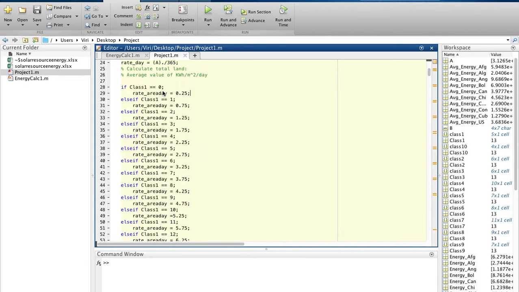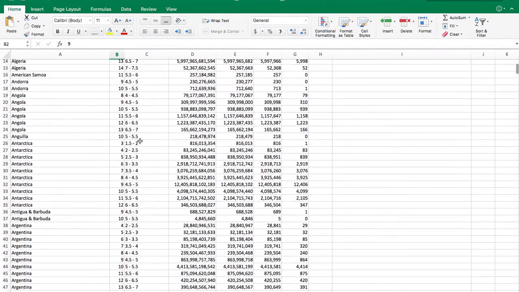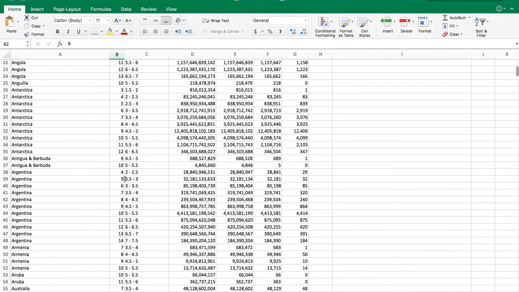That is how we replaced column 3, and you can see here we just went in order. If the class was 0, then the irradiance value would be 0.25. If the class was 1, then the irradiance was 0.75. If the class was a value of 2, then the irradiance was 1.75, and we just took those values by taking a look at the data and seeing what values of classes were assigned to the irradiance.